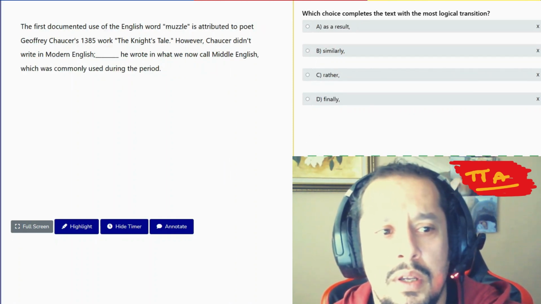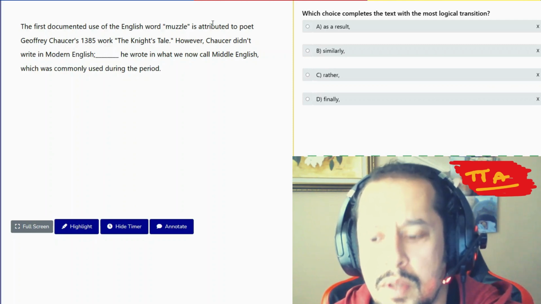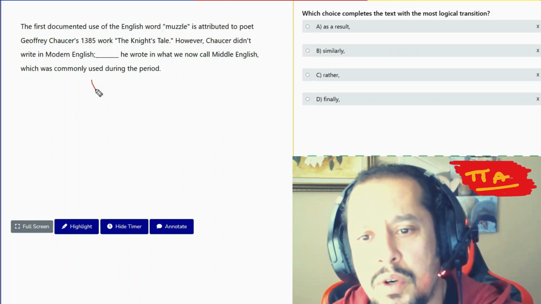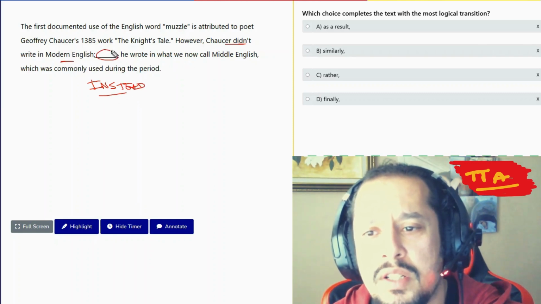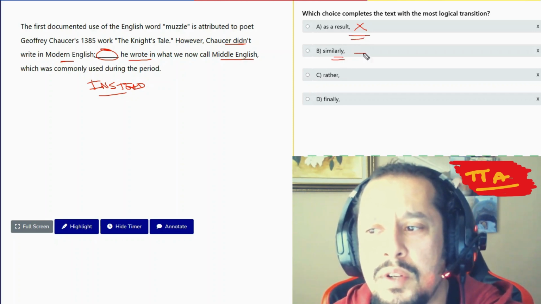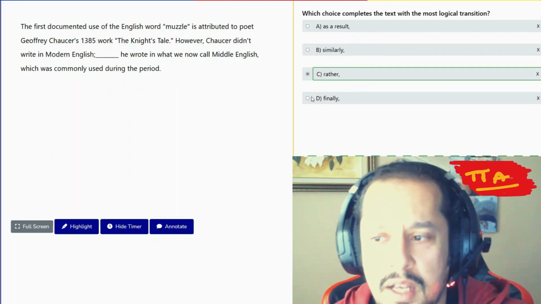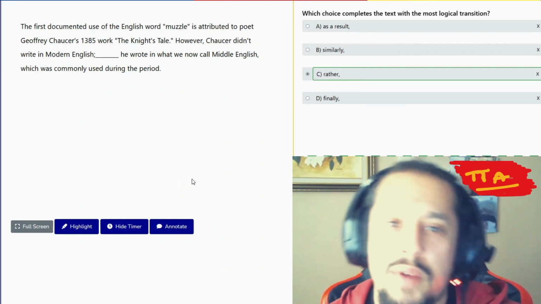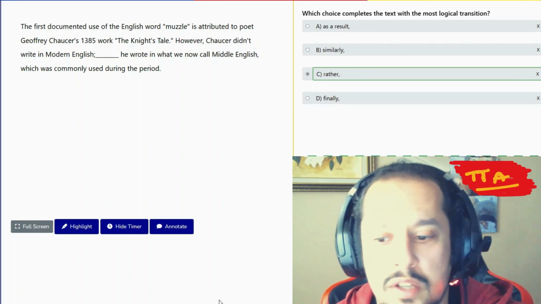Number 12. Okay, so we're looking for the word that could mean instead, right? Because here he didn't write in modern English. Instead, he wrote in Middle English. So as a result, you can't say that. And similarly is an equal situation. No, it'd be rather. Rather is the cousin of instead. So instead of doing this, you do that, or I'd rather do this over that. Finally indicates some sort of order, so that doesn't work.